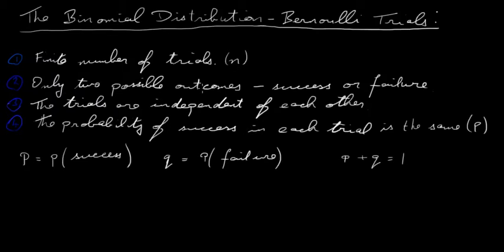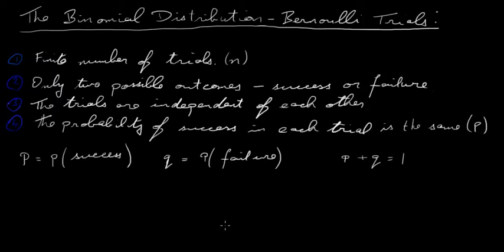There can only be two possible outcomes, success or failure. The trials must be independent of each other. In other words, one trial cannot affect the outcome of the following trial, and so on. The probability of success in each trial must be the same.